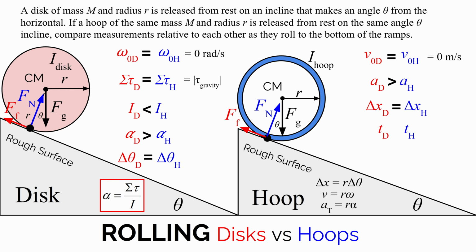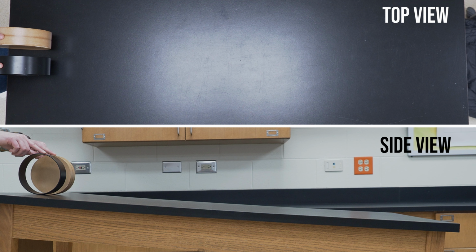So the last thing we're going to compare is the time it takes the disk to reach the bottom and the time it takes the hoop to reach the bottom. And let's just go off of the translational part of the motion, how they're moving linearly. They're both going to be displaced the same amount. They're going to move the same amount down the incline, but the disk is going to have a greater linear acceleration than the hoop. Therefore, it should take the disk less time than the hoop because it has a larger linear acceleration, because it has a larger angular acceleration. And that's something we can compare.